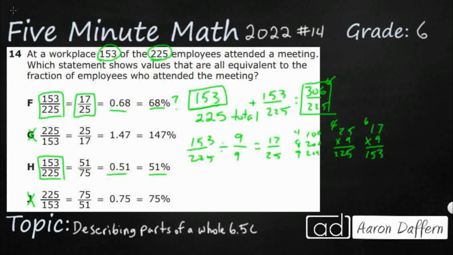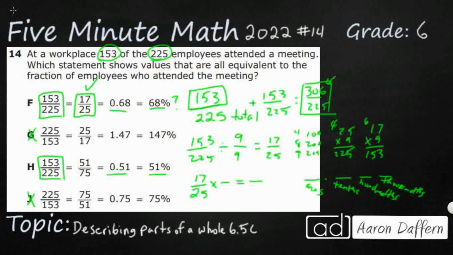Now, I'm not sure about that 68%. If I get it down to 17/25, I can change it into a decimal if I can get my denominator into tenths, hundredths, or thousandths. Because look at my first 3 digits after the decimal: tenths, hundredths, or thousandths. So if I can get my denominator into tenths, hundredths, or thousandths, I'm good to go.